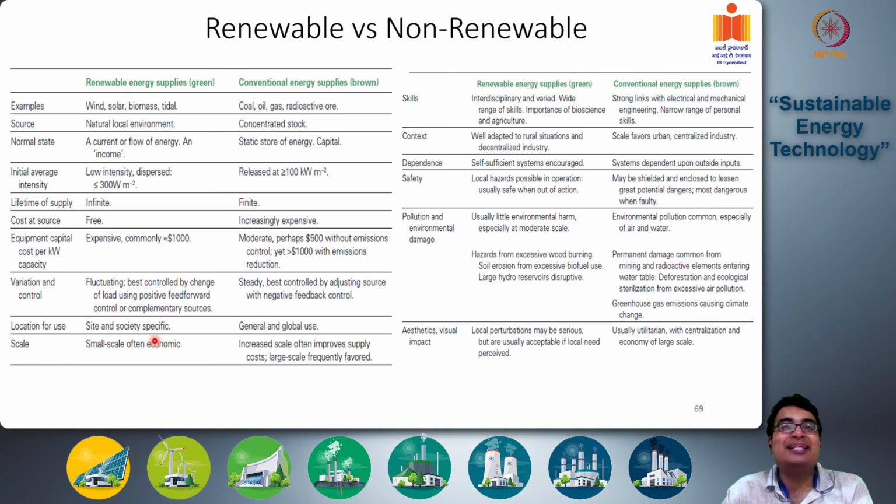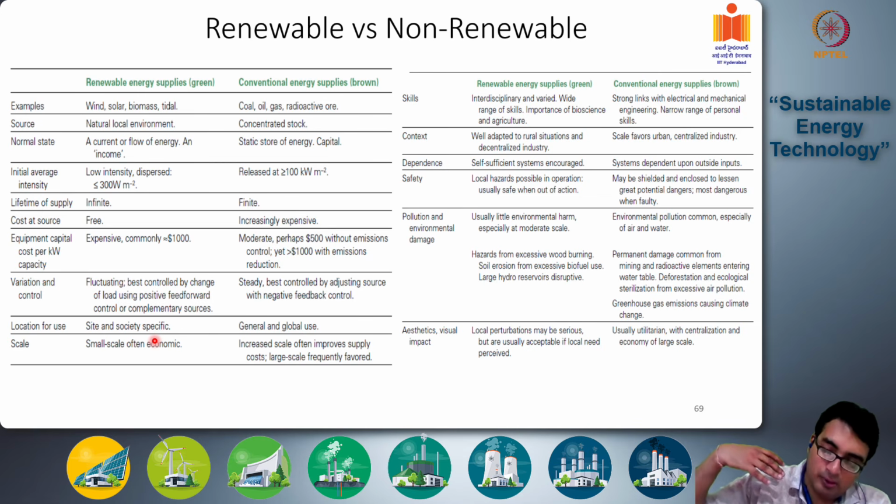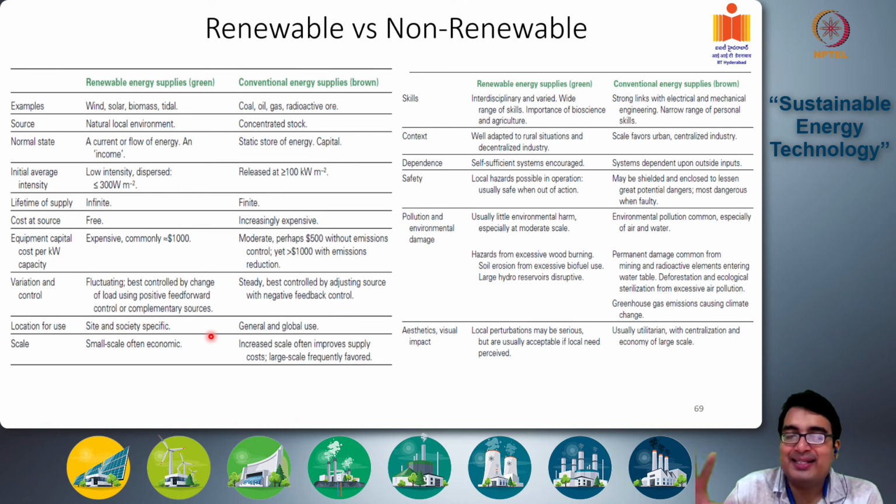The location of use is site and society specific, because as we discussed, locations where wind is blowing at a high enough velocity are often far away from the locality. Your hydroelectric dams are obviously limited by where you have strong flowing river currents. So there is a site and society specificity to most of the renewable energy supplies. Whereas with conventional energy supplies, you can buy oil and put it in a petrol pump. You can buy coal and build a power plant anywhere you require. So the geographical limitation is not there.